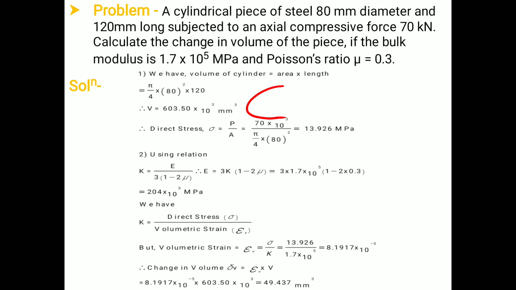We will stop here. In the next lecture we will discuss different numericals based on the same concept. Thank you.